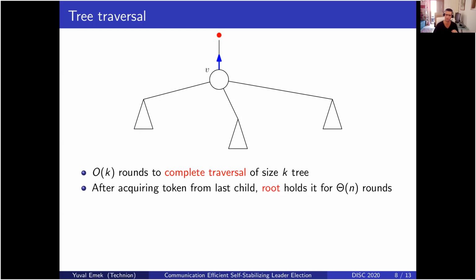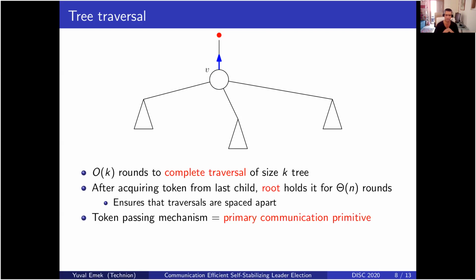Now, the root, after acquiring the token from its last child, which means that a full traversal has been completed, holds this token for a theta of n rounds before starting a new traversal. And by doing so, we ensure that the traversals are spaced apart in time. This will be useful for us later on.